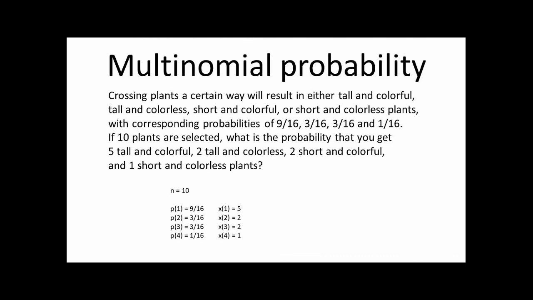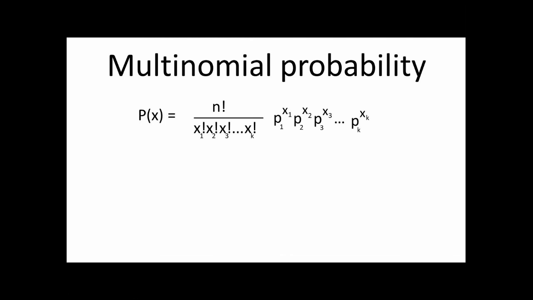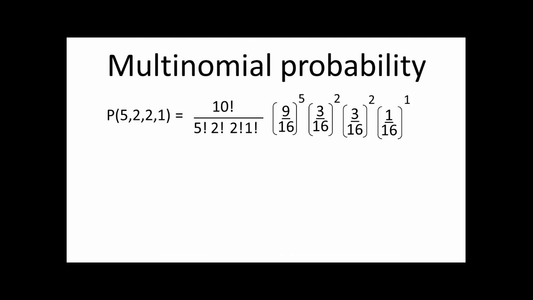For a multinomial experiment, use a modified version of the equation for binomial experiments. In this example, it would look like this, which equals 0.033 when rounded to 3 decimal places.